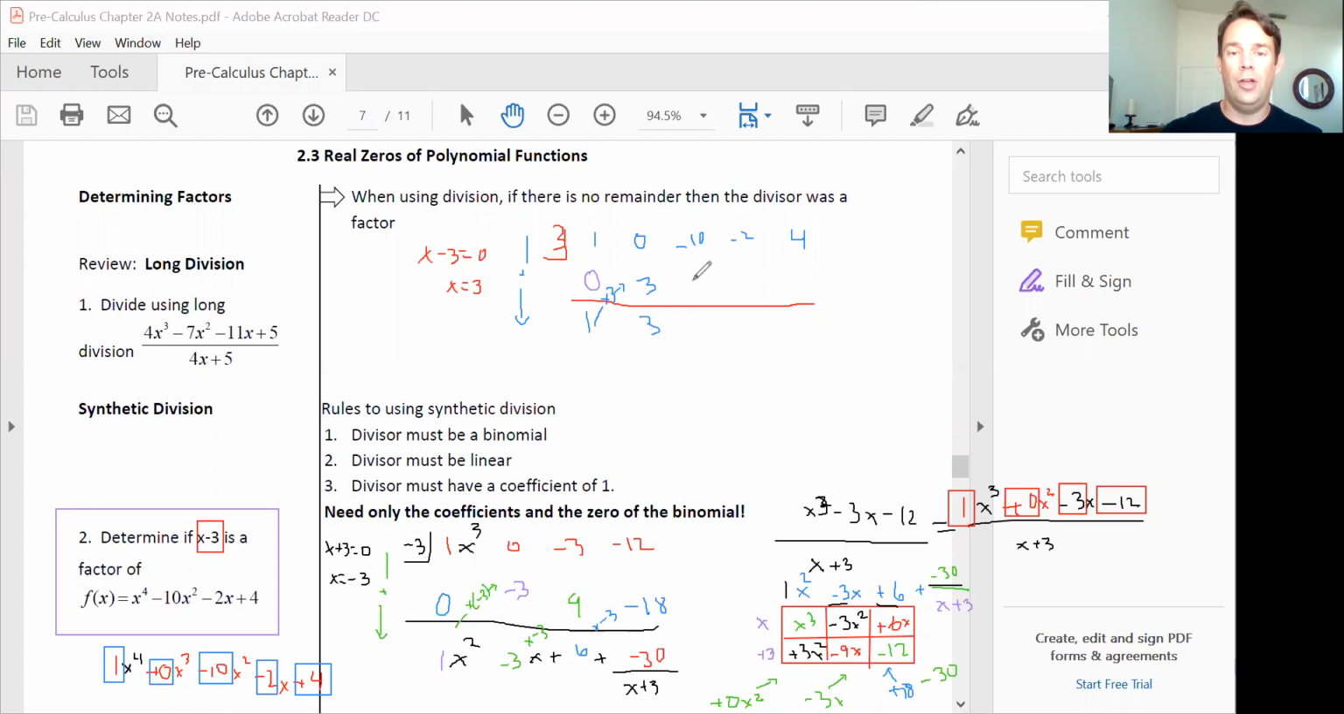3 times 3 is 9. I multiply by the box going diagonally up. Add going down. I'm going to multiply by the box going up. So negative 1 times 3 is 3. Add going down 1. And I multiply by the box going up. So 1 times 3 would be 3. So we have 1. We had a 0, negative 10, negative 2, 4. So 1, 3, 3, 9, negative 1.